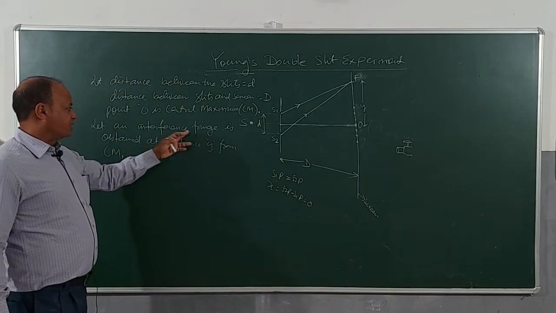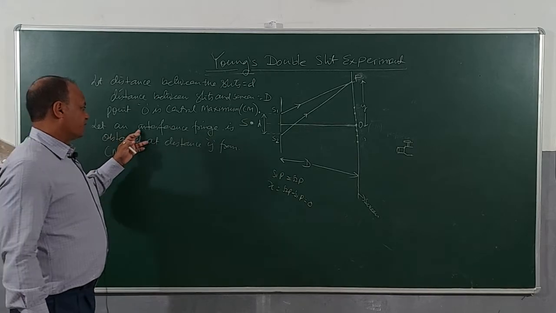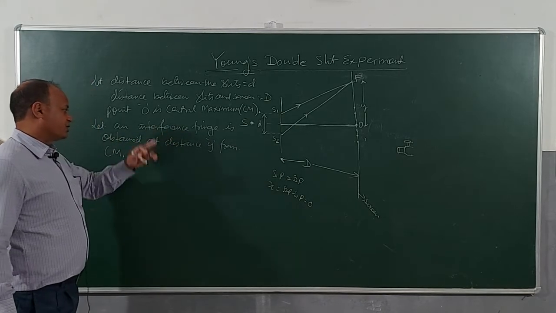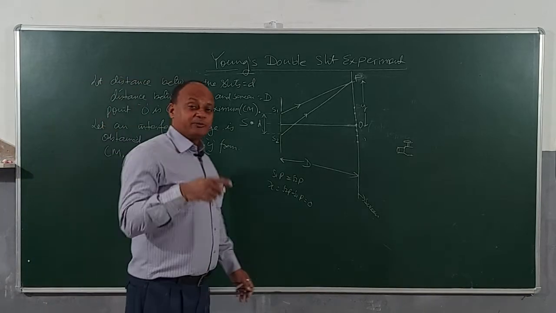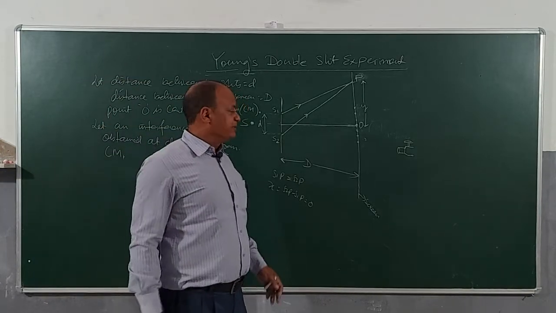So let an interference fringe be obtained at distance y from central maximum. Now I have used distance y, many books will be using x also, but that is immaterial.